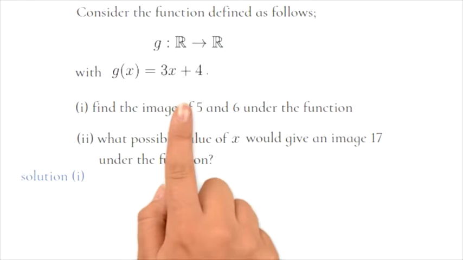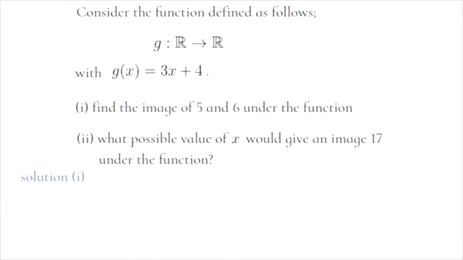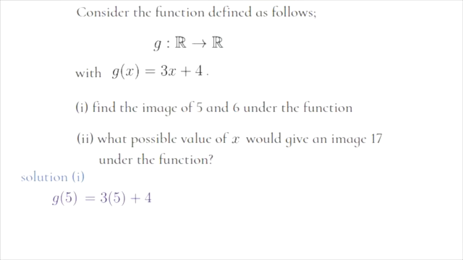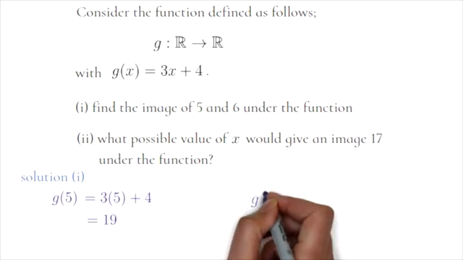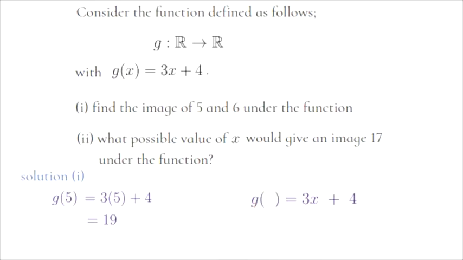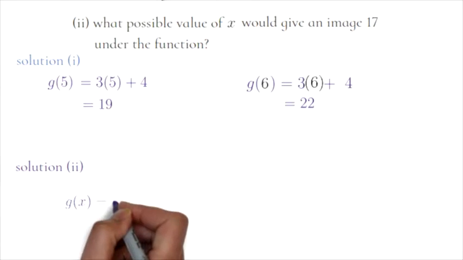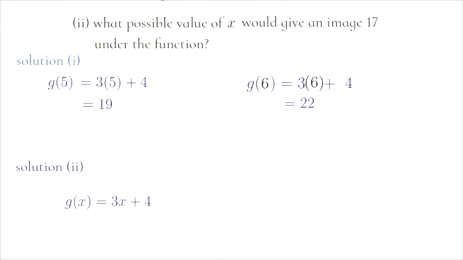We would like to find the image of 5, or g of 5. So we calculate as thus. g of 5 is equal to 3 times 5 plus 4 equals 19. Now we could also think in terms of the substitution method. Let's do so for the image of 6. We first write out the function again and then substitute all x terms with the element 6, which gives us 22.